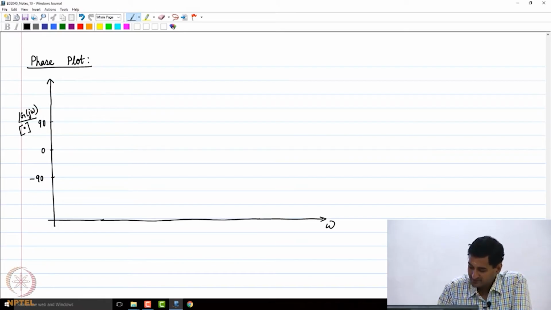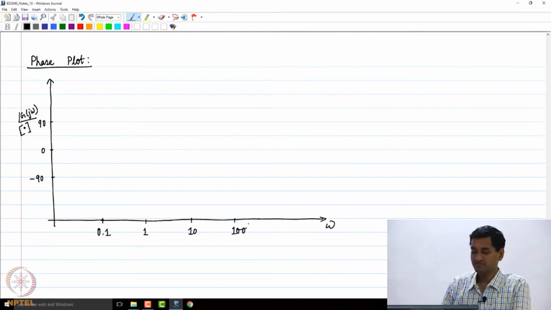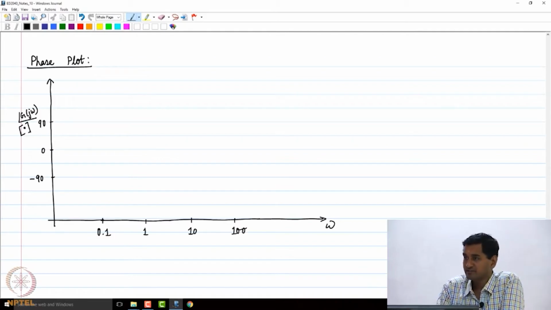Okay. So, once again we have 0.1, 1, 10, 100. Okay. So, these are the 4 regions. Now, let us just plot the phase plot. Okay. So, what is going to happen? Let us do it for each one factor at a time, that is what we are going to do. So, let me use the same color code.